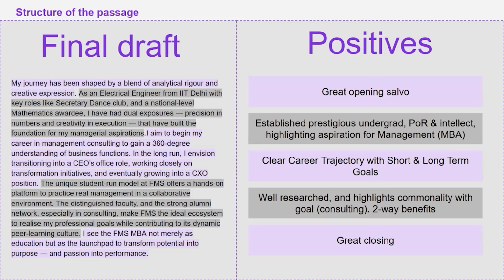For me to achieve these things, I do need representation of my alumni network in that, and that is something I have established here. Now I have tied these two passages. I have tied my aspirations with how the college will help me, makes FMS the ideal ecosystem to realize my professional goals while contributing to its dynamic peer learning culture. So everything is achieved in very few lines.